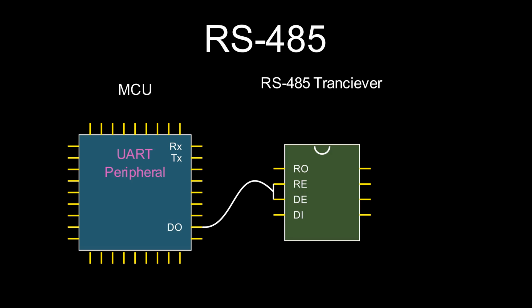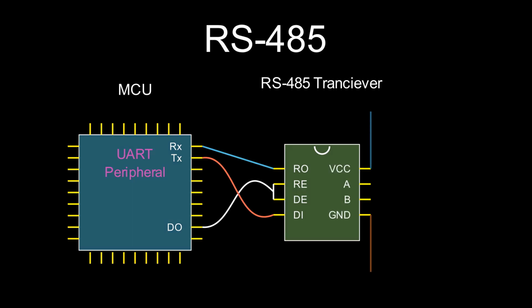Some transceivers automatically handle the direction of communication and do not require an output pin for this purpose. Additionally, you can add external circuitry to automate the direction selection. Next, we connect our RX pin to the RO pin of the transceiver and our TX pin to the DI pin, and we have completed all the connections with the MCU and the transceiver.